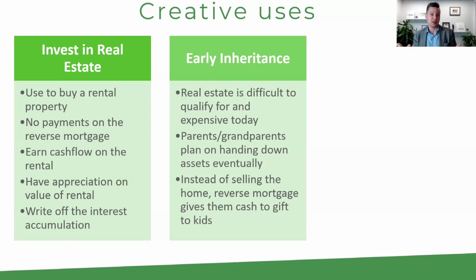And so because it's very difficult to qualify for mortgages, and of course, real estate is very expensive today, one of the ways of doing this is the parents or grandparents that plan on handing down funds to the kids eventually can put a reverse mortgage on the home. And then instead of having to sell it to unlock the cash, instead you just put a reverse mortgage which unlocks the cash and then an equity gift. And again, there's no taxes on the reverse mortgage itself. And then parents or grandparents can then do an equity gift effectively down to the kids to then buy their own home.